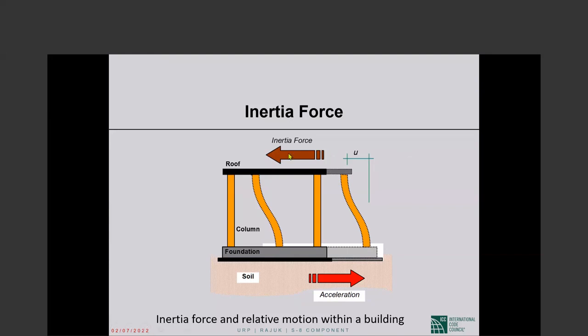The force that in a way keeps the mass behind is an inertia force. So the reason that the mass does not readily follow the movement of the foundation is that it is subject to an inertia force, the direction of which is opposite to the direction of the earthquake ground motion. Okay.